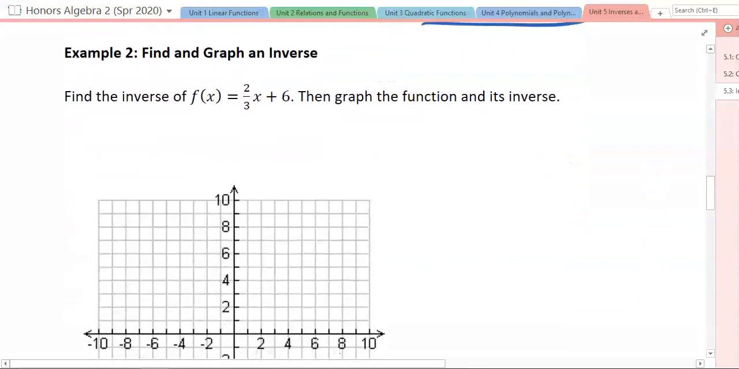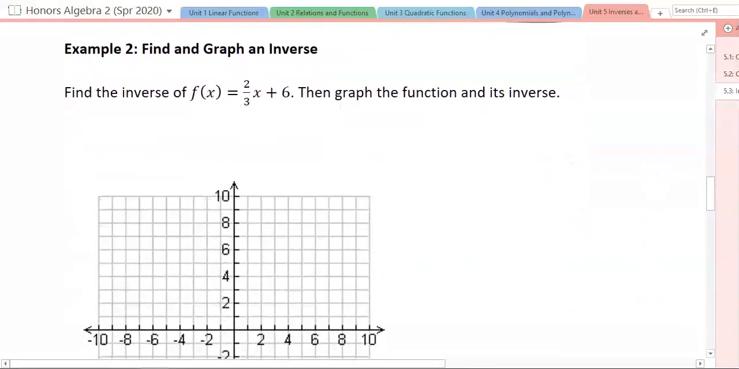So find and graph an inverse. Find the inverse of the function f of x is equal to 2/3 x plus 6, and then graph the function and its inverse. Now, let's talk about how we find an inverse. There's a few steps to this.